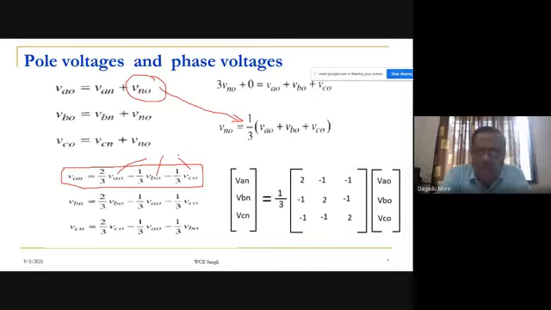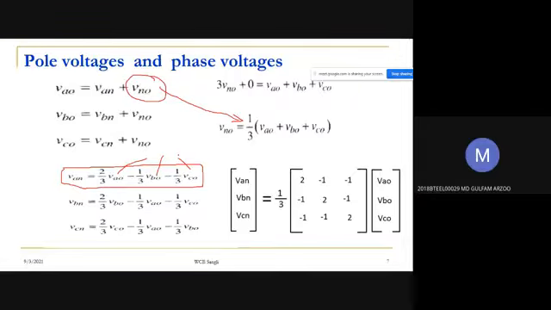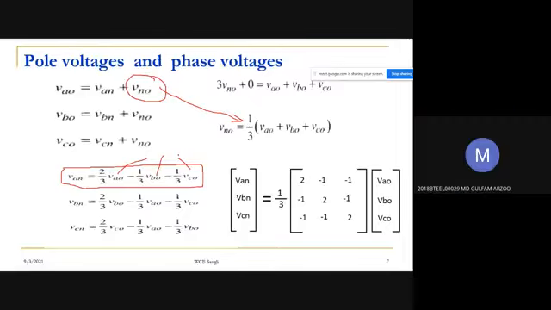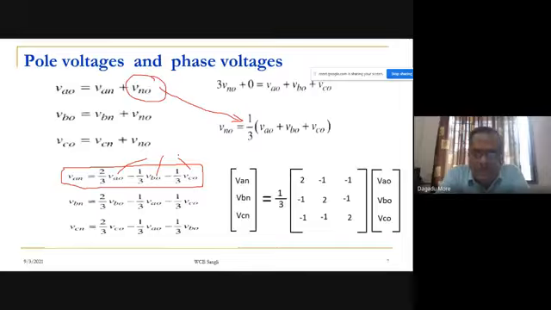For a two-level inverter, VAO is the pole voltage, VBO is the second pole voltage, and VCO is the third pole voltage. The magnitudes are plus or minus VDC by 2: minus VDC by 2 or plus VDC by 2, depending upon which switches are on.